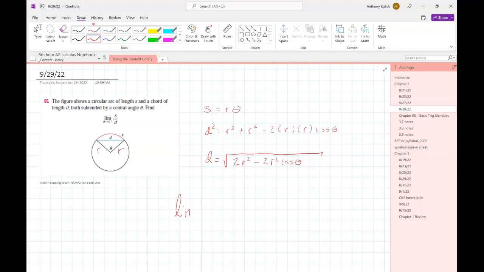So the limit then, as theta approaches 0 from the right, of r theta over the square root of 2r squared minus 2r squared cosine theta. Well, let's do better with that. Notice that each of these contains a factor of r squared. You guys see that? So I can factor that r squared off and then take the square root of just that piece. So I'm going to have r and then the square root of 2 minus 2 cosine theta. Pretty good there.